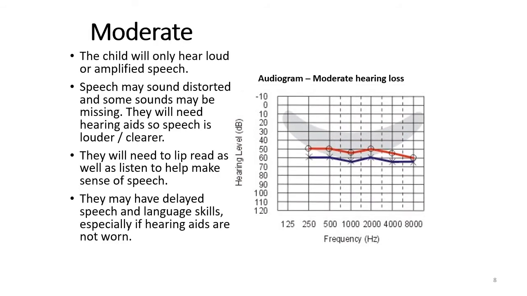Children with a moderate hearing loss will only hear very loud speech and may not hear the quieter, higher speech sounds. They will need to lip read as well as listen to help them make sense of speech, and they will need hearing aids to hear speech louder and clearer. Some children with moderate hearing loss have delayed speech and language skills, especially if they don't wear their hearing aids consistently.